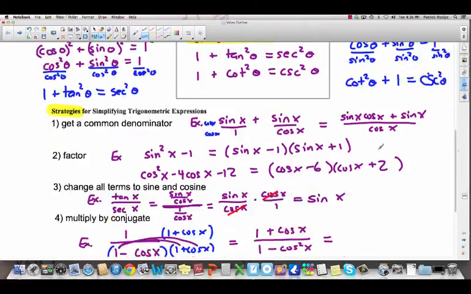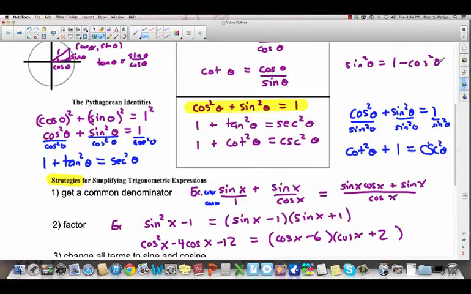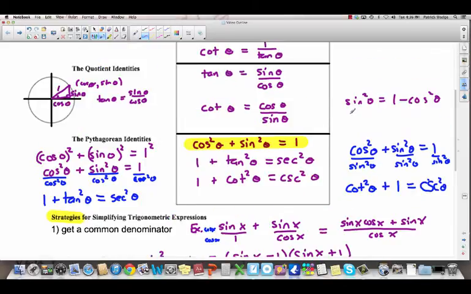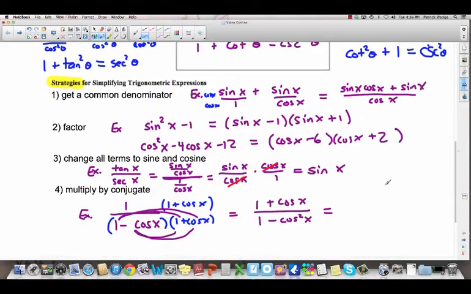Hey, isn't that exactly what we have here? 1 minus cosine squared x, 1 minus cosine squared theta. X and theta are just like A's and B's, it's just different symbols, right? So in other words, this 1 minus cosine squared x here is exactly the same as sine squared theta. So our final answer would be 1 plus cosine x over sine squared x.